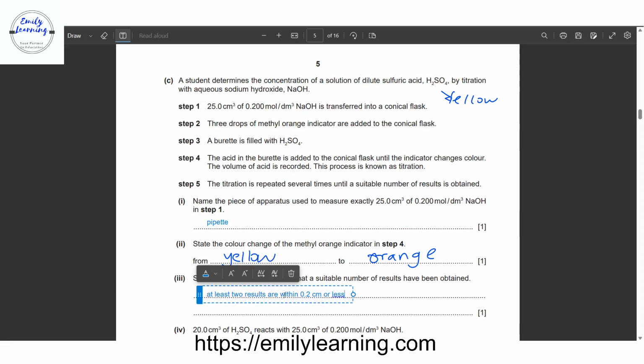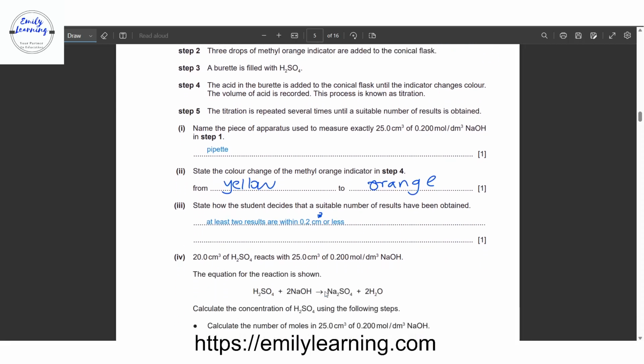So for burette readings, for titrations, as long as you have 2 or more readings that are within 0.2 cm³ or less, it is suitable and you can use them for your titration results. You need to find the average though.